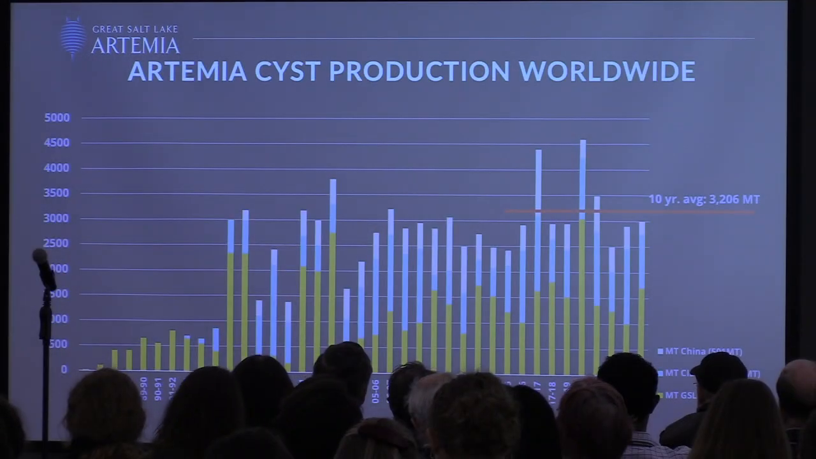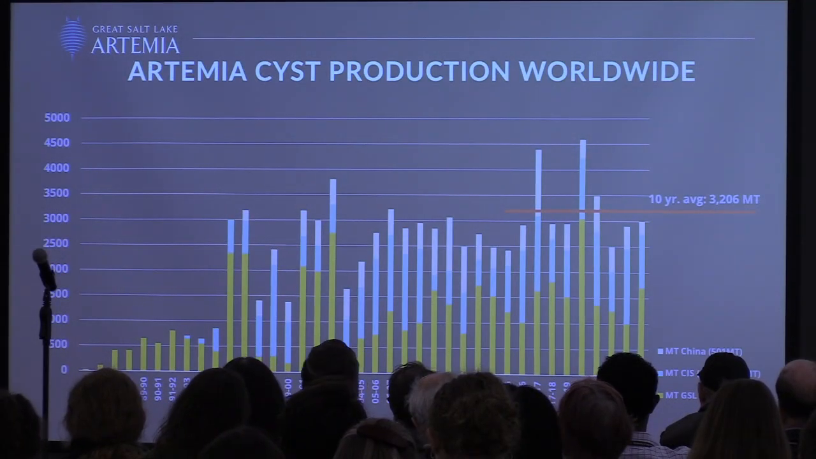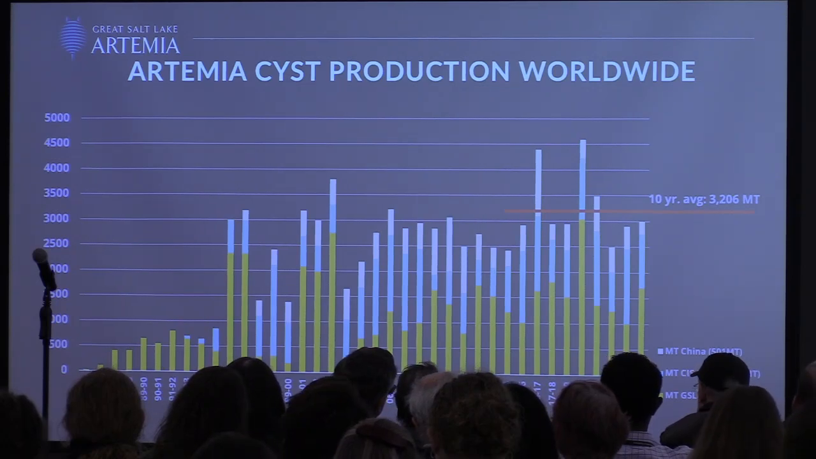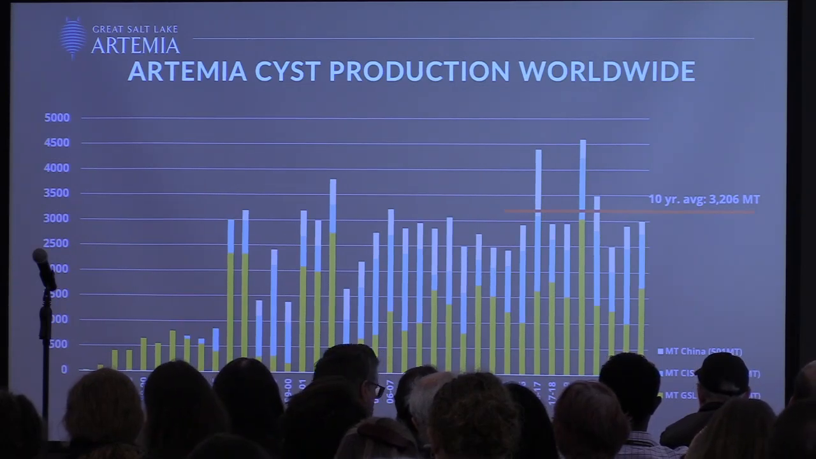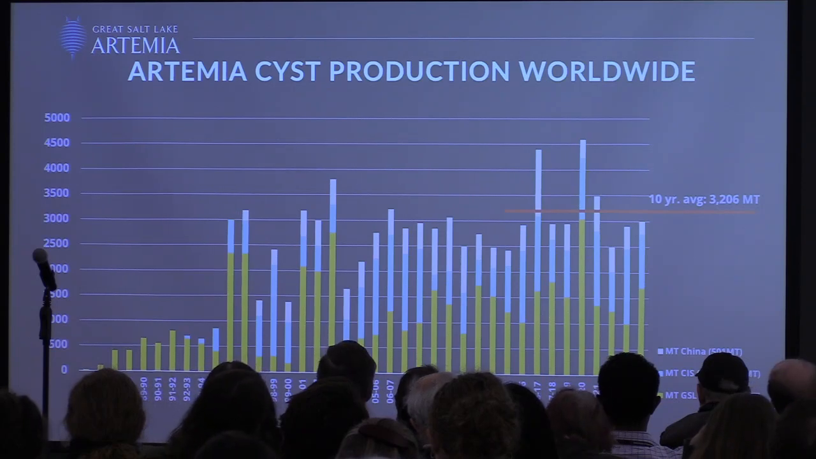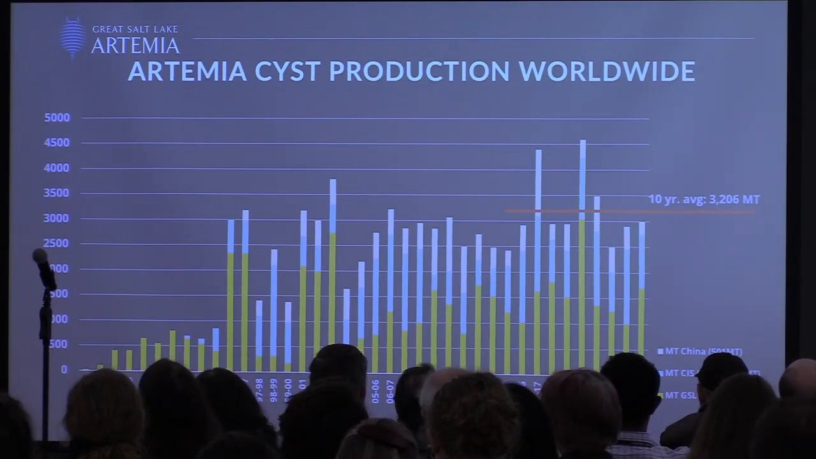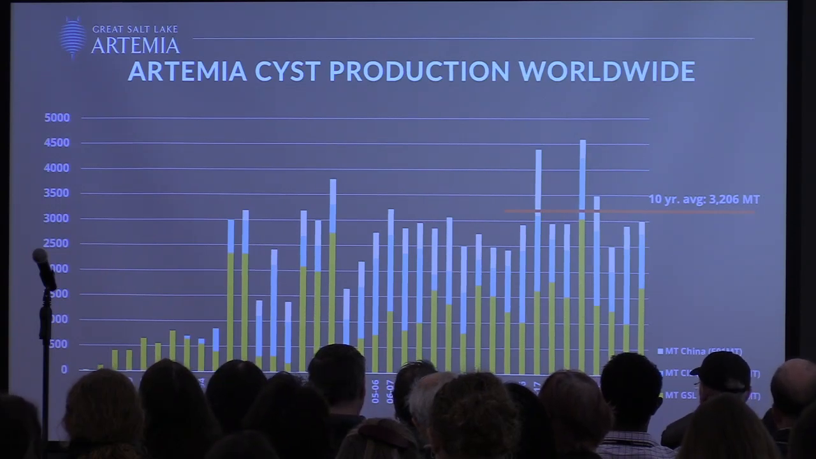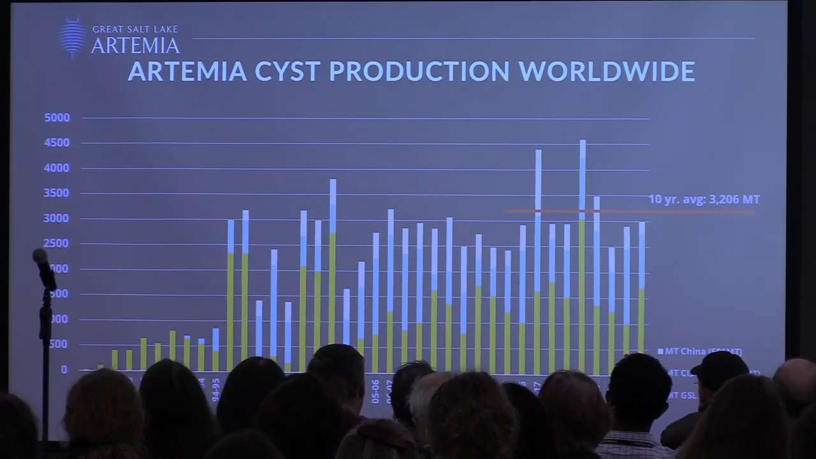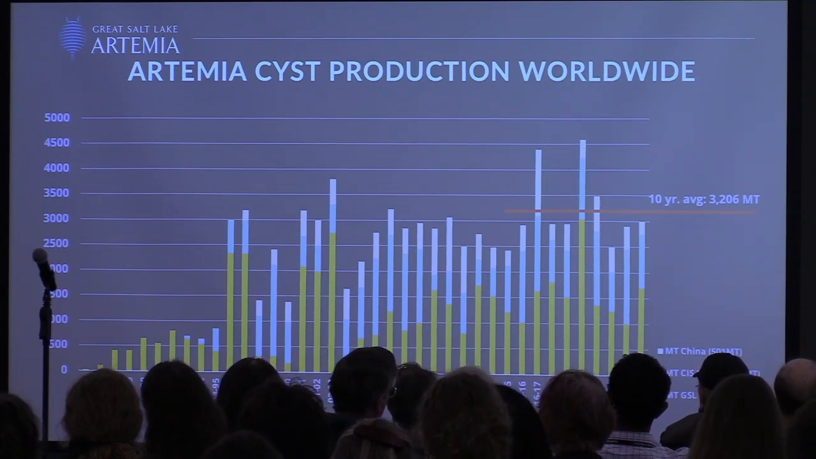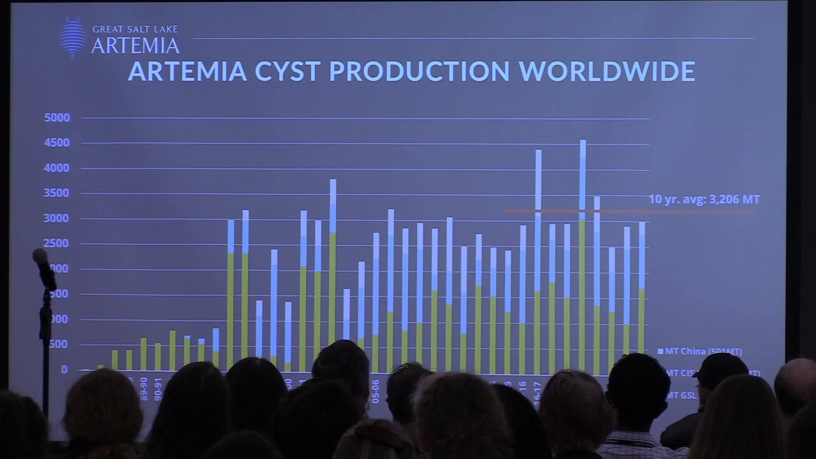Now, what does that mean for the Great Salt Lake? This is a graph that shows you the world production of Artemia. In yellow, the Great Salt Lake. In blue, the Central Asian countries and Siberia, and in gray, China. And you can see that the world production, at least in the last decade or so, is approximately 3,200 metric tons of dry Artemia cysts produced a year. Our Great Salt Lake produces about 1,500 metric tons of that, so close to half.